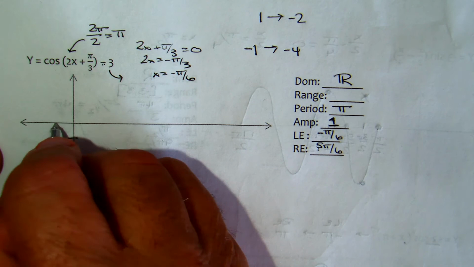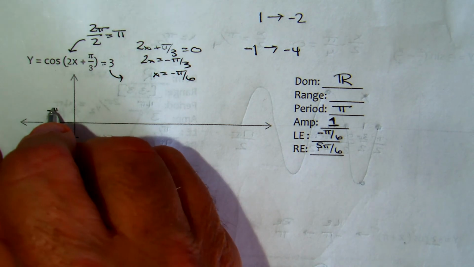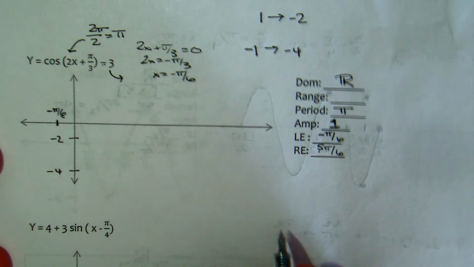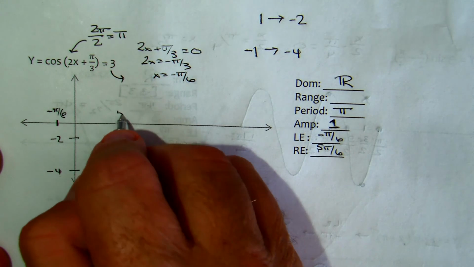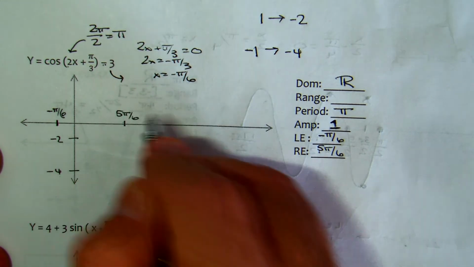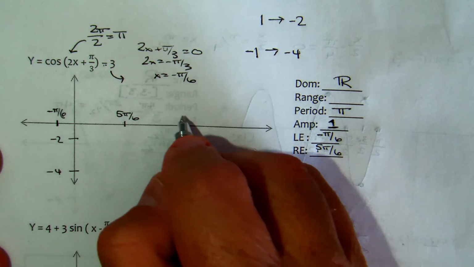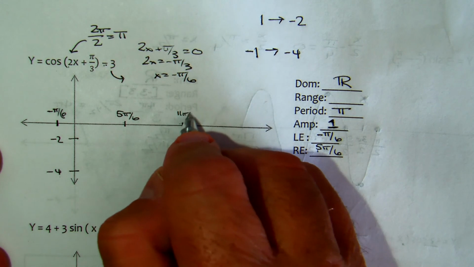My left endpoint is negative pi over 6. My right endpoint is 5 pi over 6, which means my next cycle will end at 11 pi over 6.